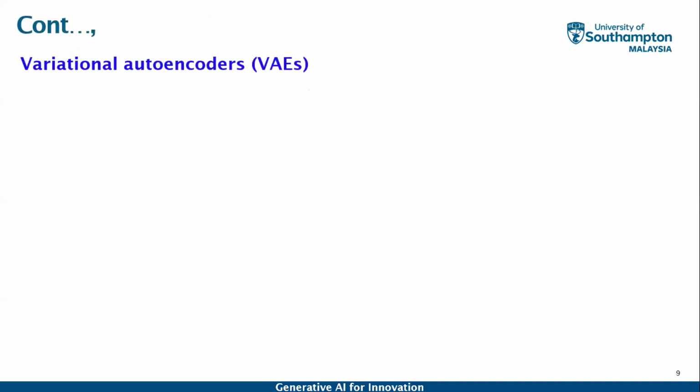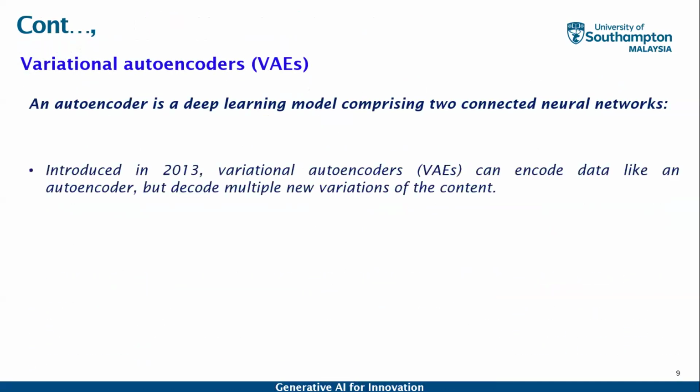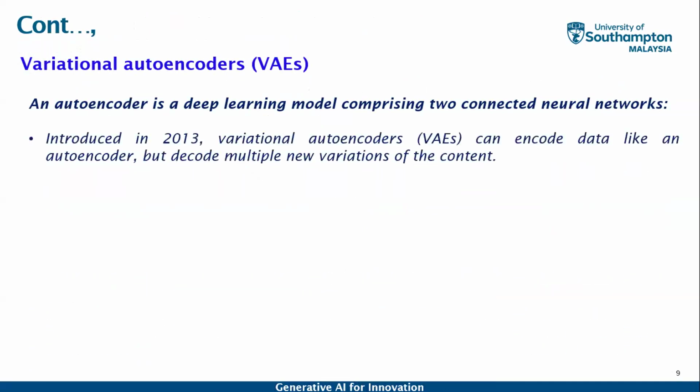So how exactly do variational autoencoders work? An autoencoder is a deep learning model, as I already told you, comprising two connected neural networks. The two neural networks are taken together, and this was introduced in 2013. So it's not new; it's already available. Based on that, the autoencoder is used with multiple variations of the same content.